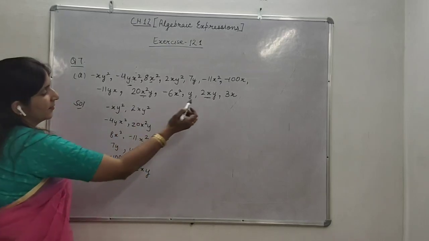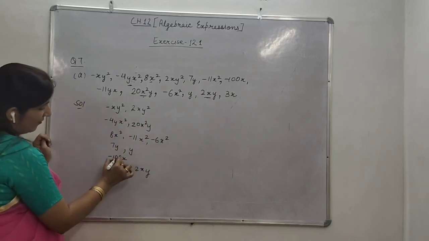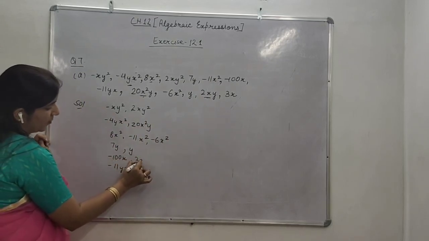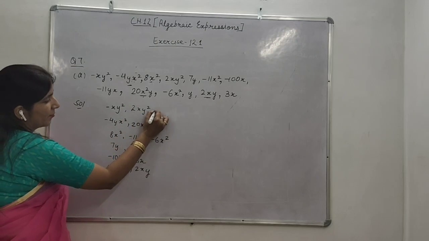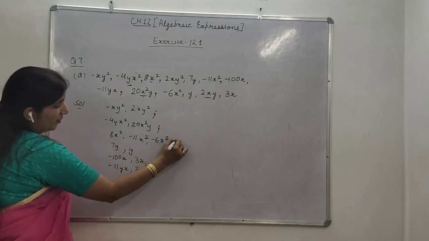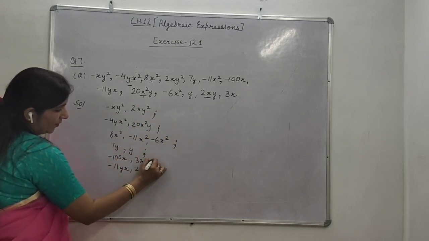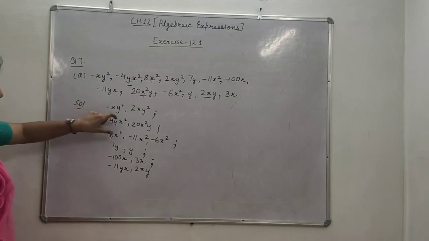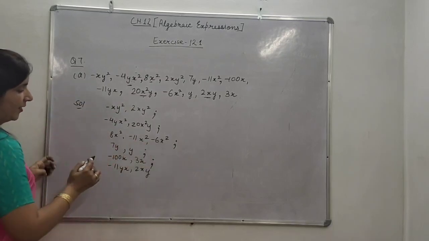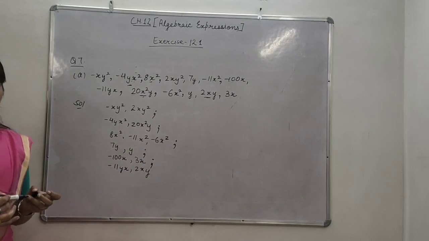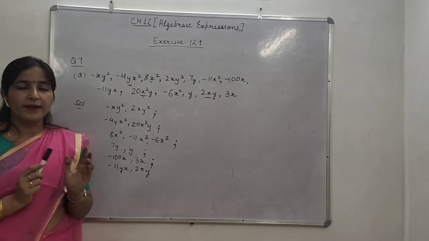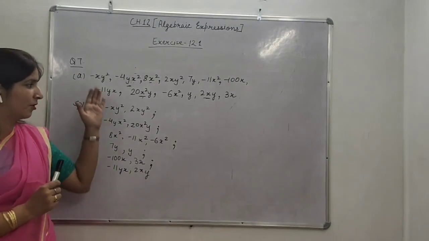And last is 3x. So we have written minus 100x here, so 3x will come here. So in this manner, now separate all the terms with the semicolon. Now these are the different pairs, and even here are 3, these are all the like terms. You can also write in the similar manner, and remember the second part you have to do yourself in the same way.